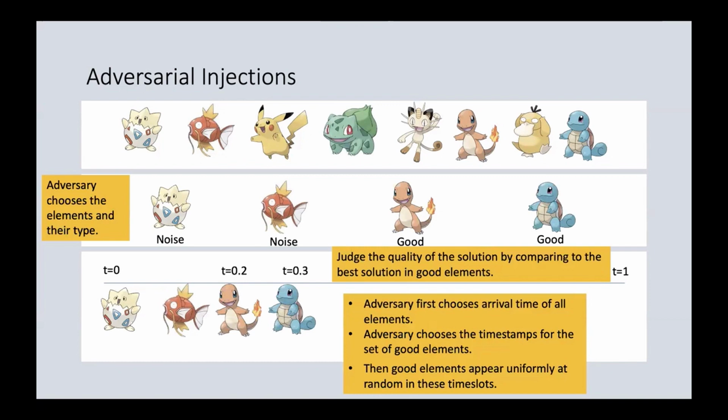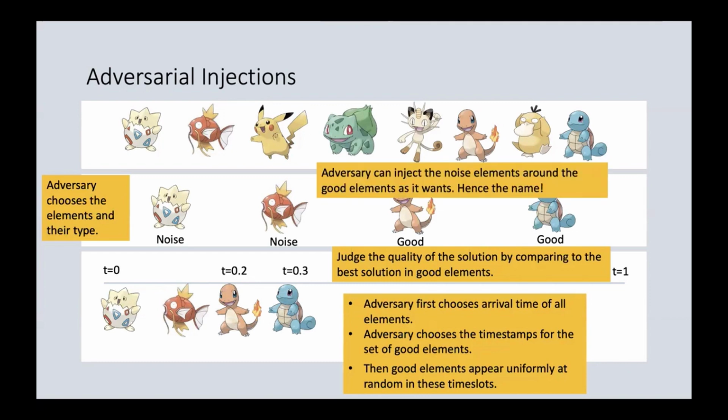And finally, we judge the quality of the solution by comparing it to the best solution in good elements, just like in the Byzantine model. Also, the adversary can inject the noise elements around the good elements as he wants. It's because the adversary gets to choose the timestamps of the good elements. And hence, we also name this model adversarial injections.